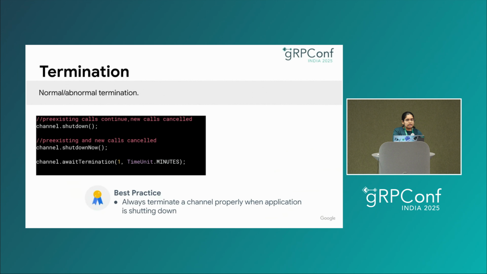Finally, let's look at termination. Every RPC will eventually terminate, whether it is a successful one or with an error. The termination of a call is communicated through a status code, which informs the client about the outcome of an RPC.